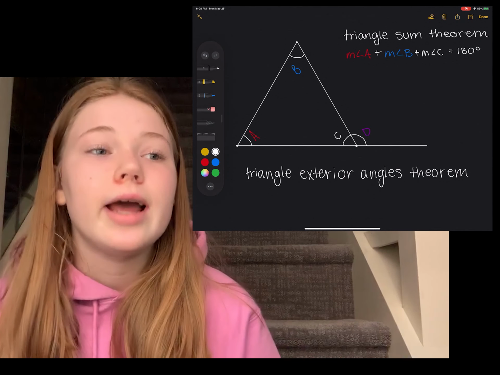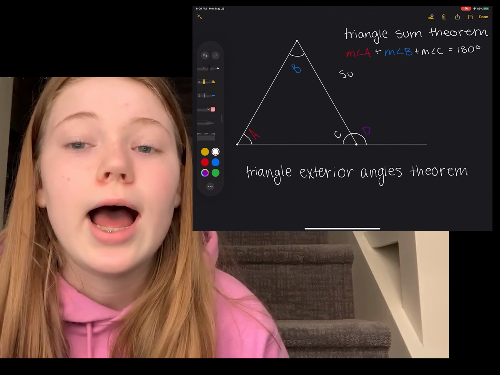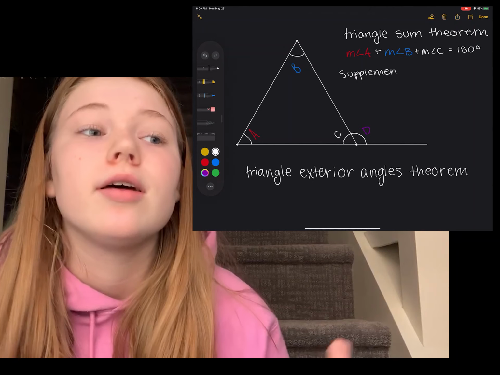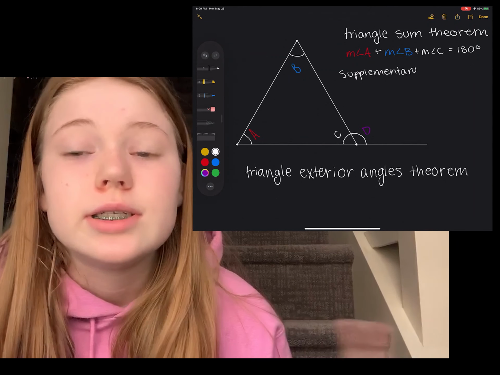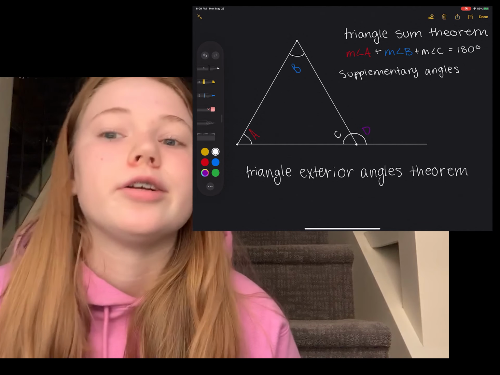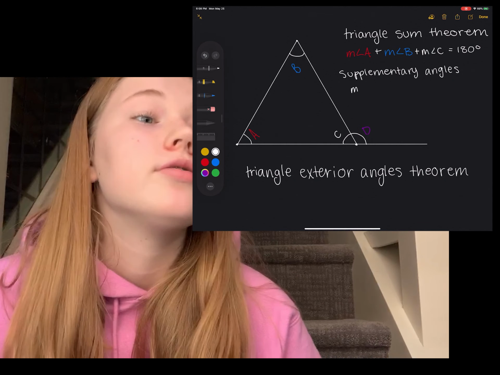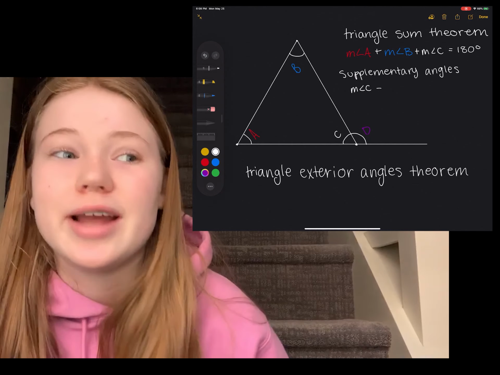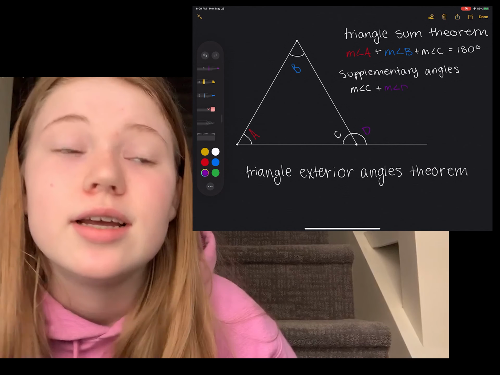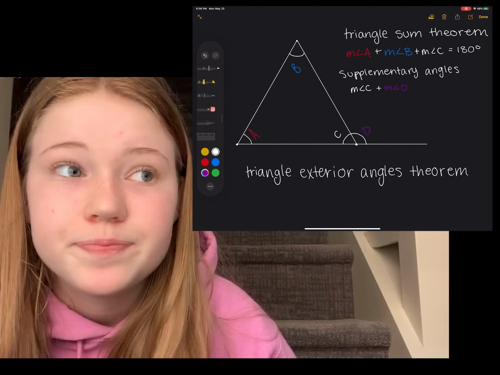Okay, so now we can also look at the linear pair theorem, which I wrote as supplementary angles, which is true. Those two, angle C and angle D, are supplementary angles because of the linear pair theorem. I just forgot to write the linear pair part. So, because they're supplementary angles, we know that measure of angle C plus measure of angle D equals 180 degrees.